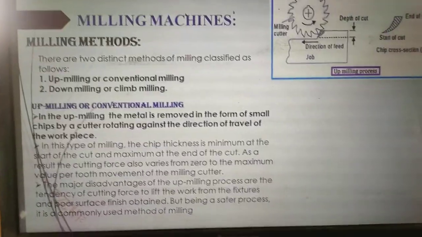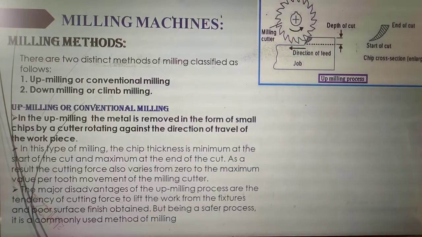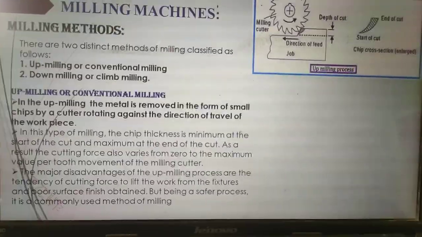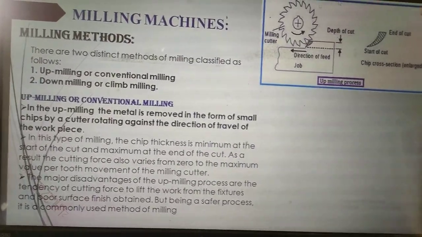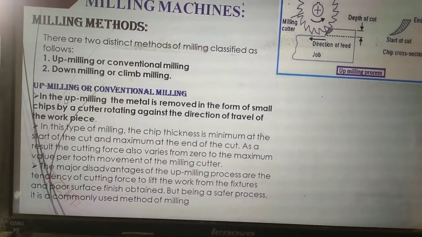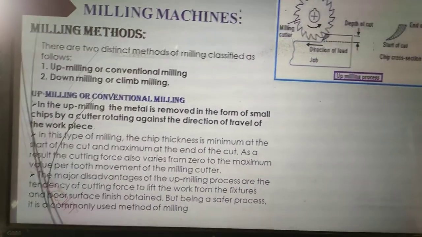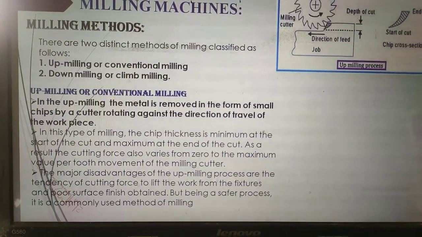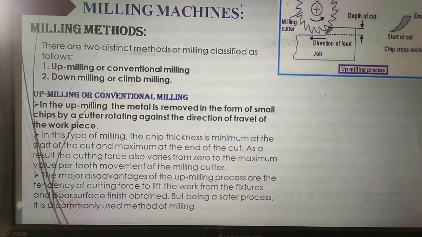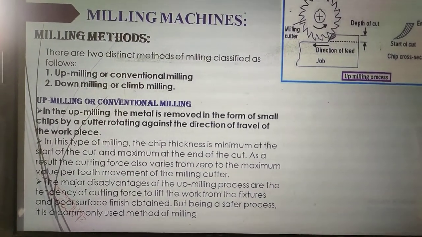So friends, coming to milling methods. I already discussed that we have two types of milling methods, up milling and down milling. Up milling is also called conventional milling, and down milling is also called climb milling. In the up milling process, the metal is removed in the form of small chips by a cutter rotating against the direction of the travel of the workpiece.